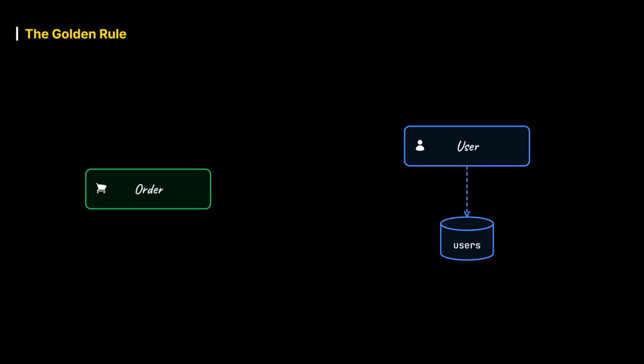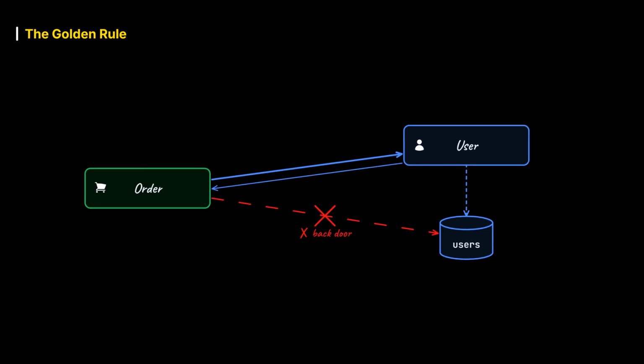So when the order service needs customer information, then what should it do? It should not go inside the user database. Instead, it should ask the user service through an API. The user service will query its own database and give back whatever is required. The data should come out only through the front door, which is the service's API.